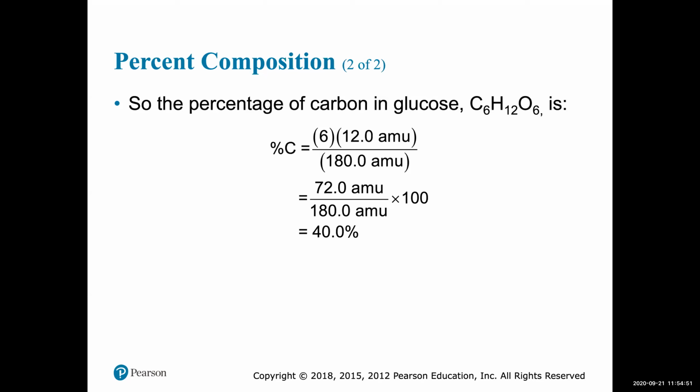Then to find out what the carbon percentage is, we know there are 6 carbon atoms present. So we would have 6 times the atomic weight of carbon, which we said was 12, and that would be in the numerator. We divide that carbon number, that 72, by the 180, and then times 100 to make it a percentage, and we get a final value of 40.0%.